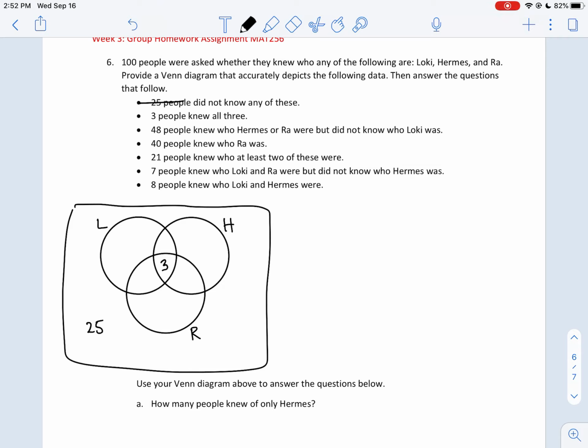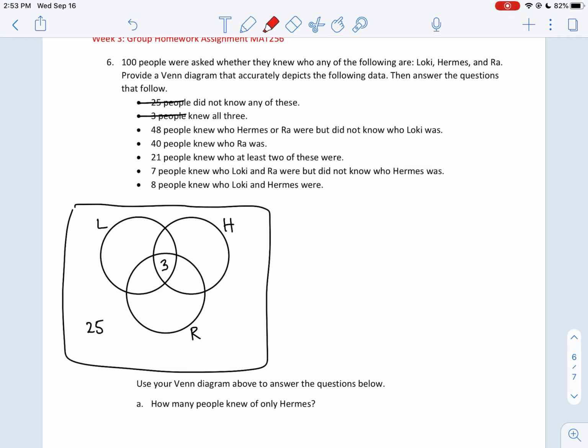And let's do this idea where we cross things off that we've used up already. 40 people knew who Ra was. So the Ra total, those 4 have to add to 40. So we're going to come back to that one as well. 21 people knew who at least 2 of these were. Ooh, that's an interesting question. Knew at least 2 of the 3.